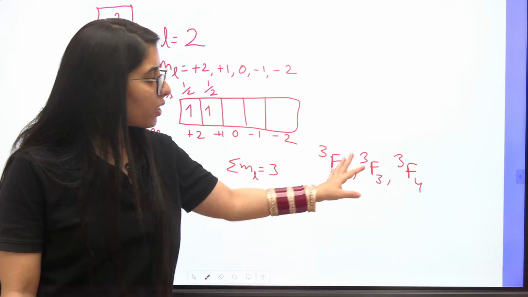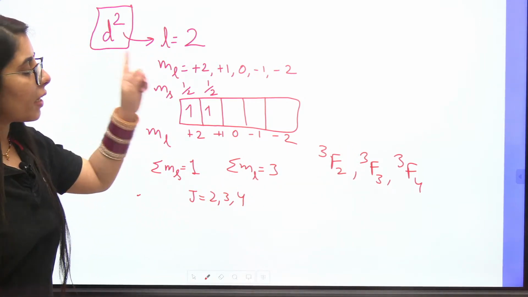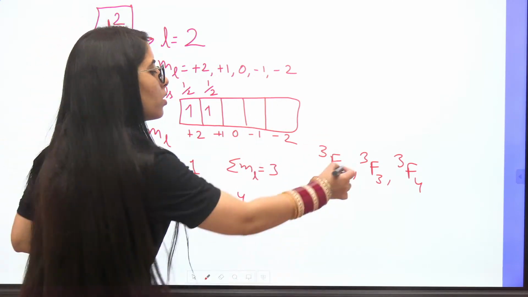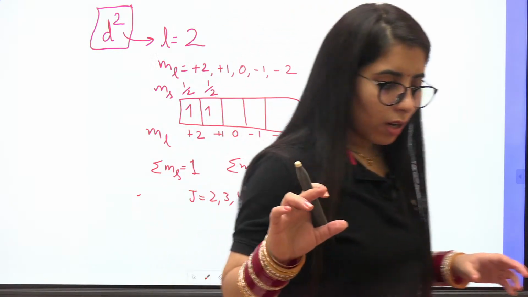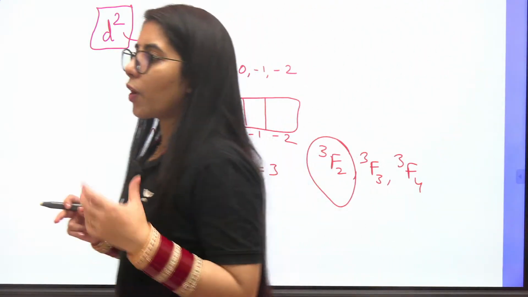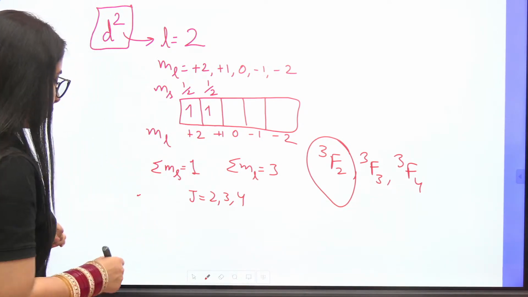The L values are the same, but the J values are different. So what will you have to do? It is the less than half filled case, so the lowest J value will have the lowest energy, which is this. That's it. Instead of finding all the spectroscopic terms or following all those steps, this way you reach the final answer.